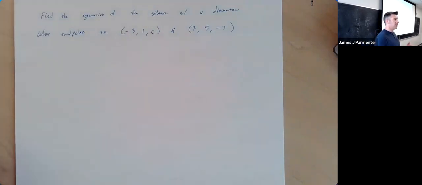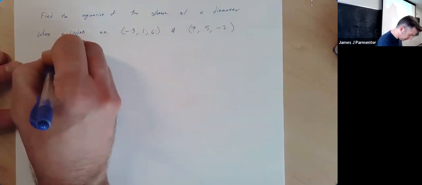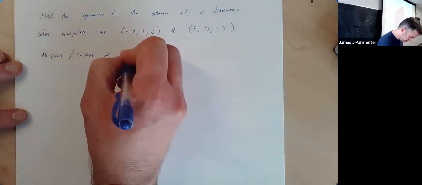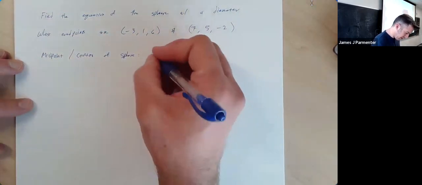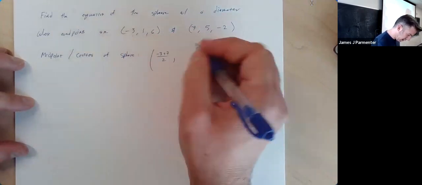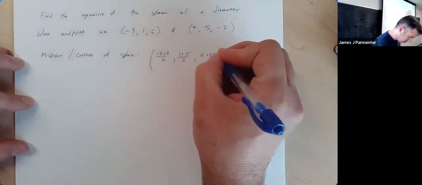So to find the equation of the sphere, what do we need to know? The center and radius. To find the center, if you have the endpoints of the diameter, you're just finding the midpoint. Honestly, I never call it the midpoint formula. I just think of it as the average. You're averaging those two points. So the midpoint, aka the center of this sphere, is just the average of those. So it's going to be -3 plus 7 over 2, 1 plus 5 divided by 2, and 6 plus -2 divided by 2.